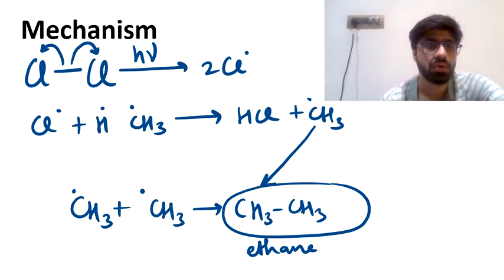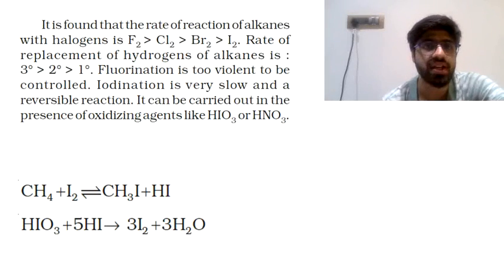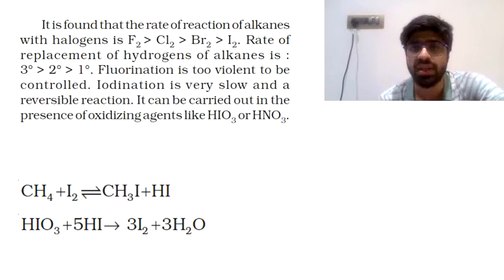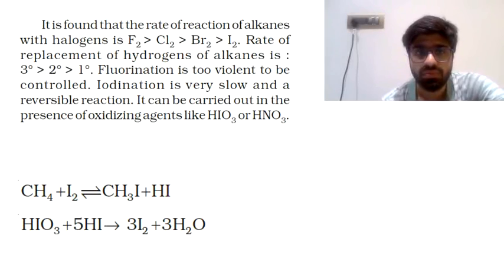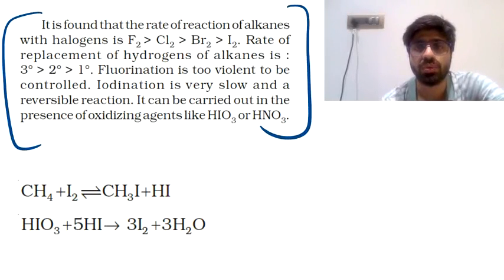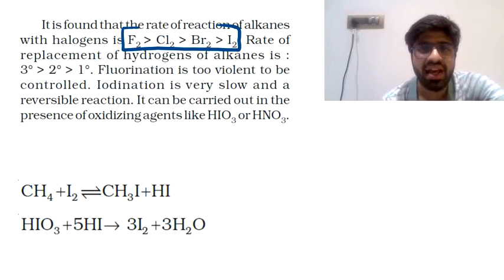Okay. So with that, we go ahead with the next reaction. Okay, not the next reaction. In fact, there's a little bit more spoken about this reaction in the textbook. Do read that paragraph, and in short, I'll just speak about it here. So it is seen that the rate of reaction is going to be fastest with fluorine, a little slower with chlorine, a little slower with bromine, and the slowest with iodine.